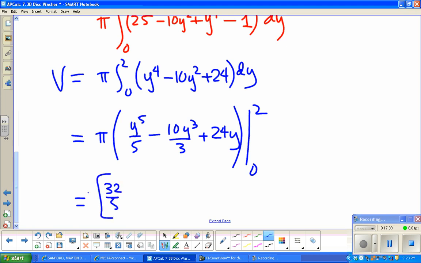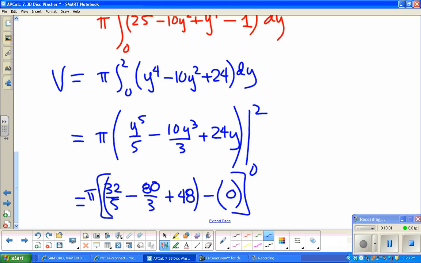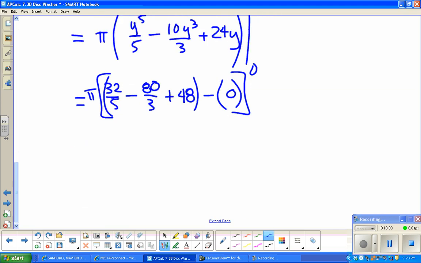I'll just put the pi out here. Okay, and minus 2 to the 3rd is 8, so 80 over 3. Gotta love these nice numbers to work with. Plus 24 times 2 is 48. All of that minus, well, plugging 0 into all these happens to be 0. And I really want to encourage you to think about that every single time because sometimes things aren't 0 on that second part of the subtraction.